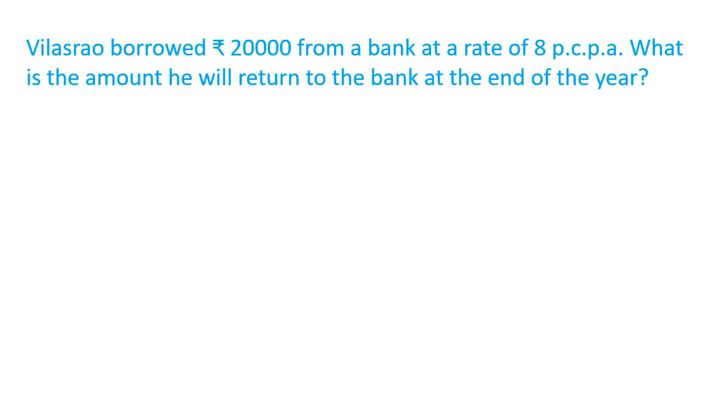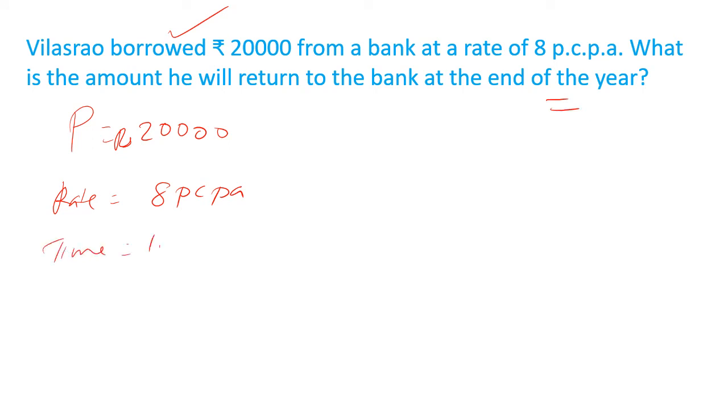Let us go ahead. Vilas Rao borrowed 20,000 rupees from the bank at the rate of 8% per annum. What is the amount he will return to the bank at the end of the year? He is a borrower, he has taken a loan. How much? The principal is given again: principal is equal to 20,000 rupees. And what more is given? The rate of interest is given: 8% per annum, 8 rupees per 100. At the end of the year, only 1 year is asked. Time is 1 year; we always have to convert to 1 year or years.